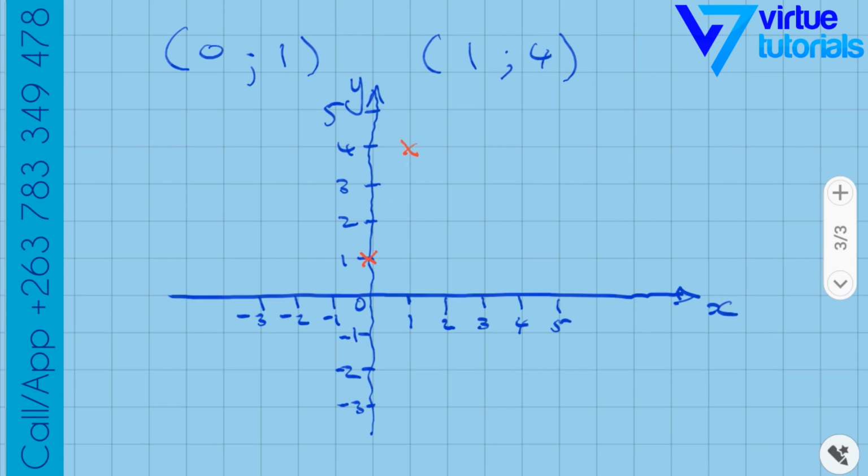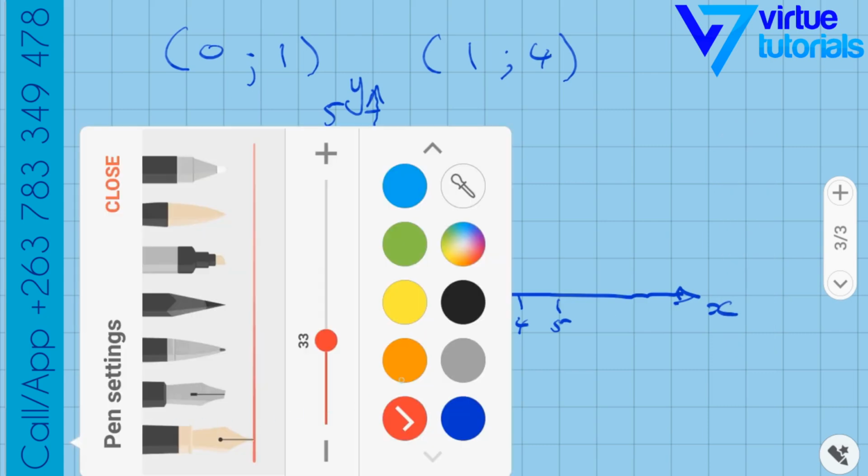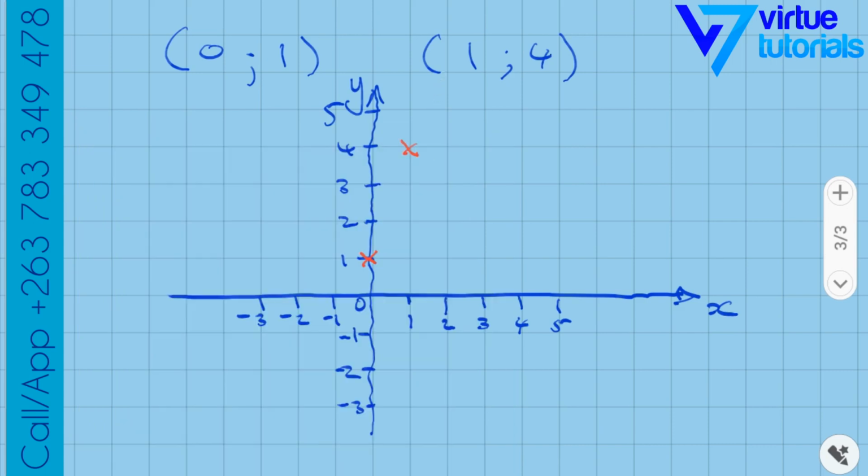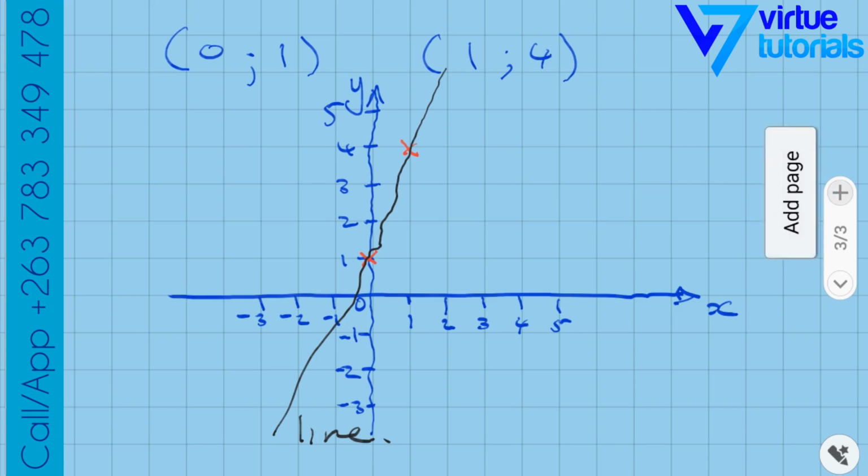Once I get these 2 points, it's just an issue of taking a ruler and drawing a line through those points, right? I'm not quite using a ruler, so my line is not straight. Yours should be drawn by a ruler and it should be straight. So there's our line. Not as straight as I would have wanted it to be, but you get the point. Now let's try another example.